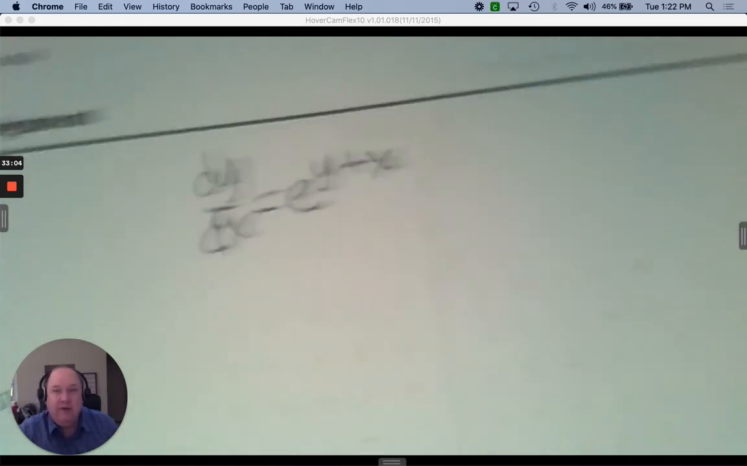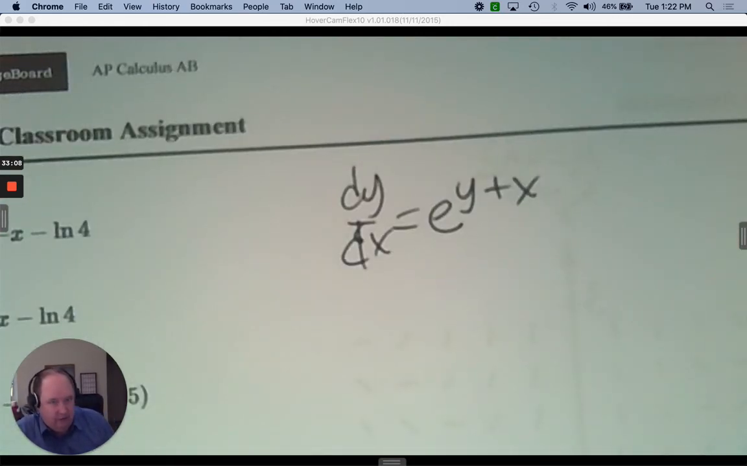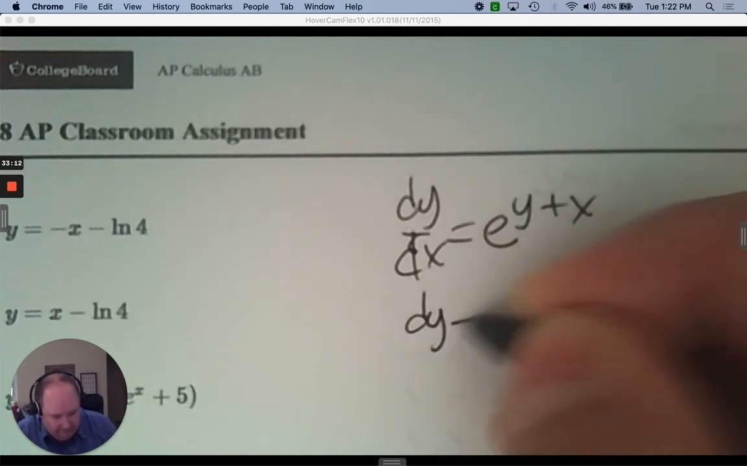All right, here we go. How do you solve a diffie-q? And then you're going to match it over here. So step 1, we can multiply both sides by dx.